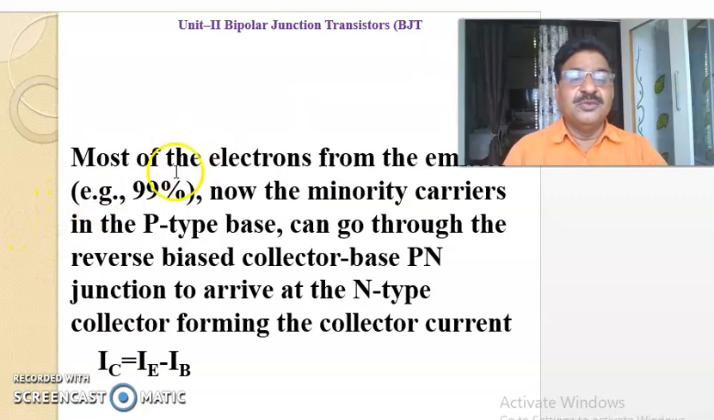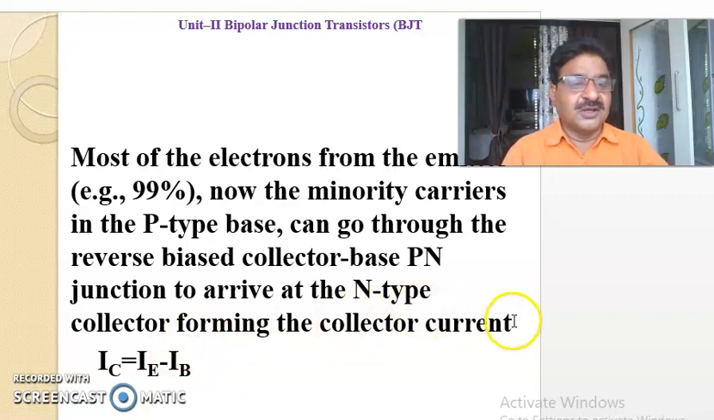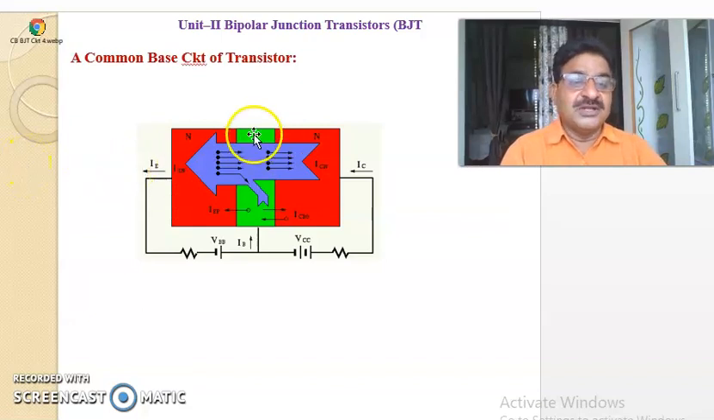Most of the electrons from the emitter, about 99%, the minority carriers in the p-type base, can go through the reverse biased collector-base p-n junction to arrive at the n-type collector, forming the collector current. Collector current, how is it formed? Here, minority carriers in the p-type base, I will show you. What are the minority carriers in the p-type base? They are holes.